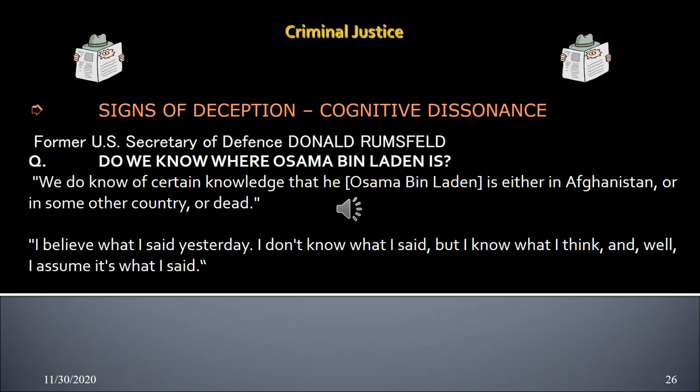So one of the questions that's asked here of Rumsfeld is, do we know where Osama bin Laden is? And he answers, we do know of certain knowledge that he, Osama bin Laden, is either in Afghanistan or in some other country or dead. So he's kind of covered all the bases there, but he's either here or not here, or he's already dead. So it's cognitive dissonance, of course. The statement didn't make a lot of sense, in hindsight. And of course, they're trying to conceal in this case, well, do they know where he is or don't they? Or have they been negligent and he's escaped and all that stuff, right?